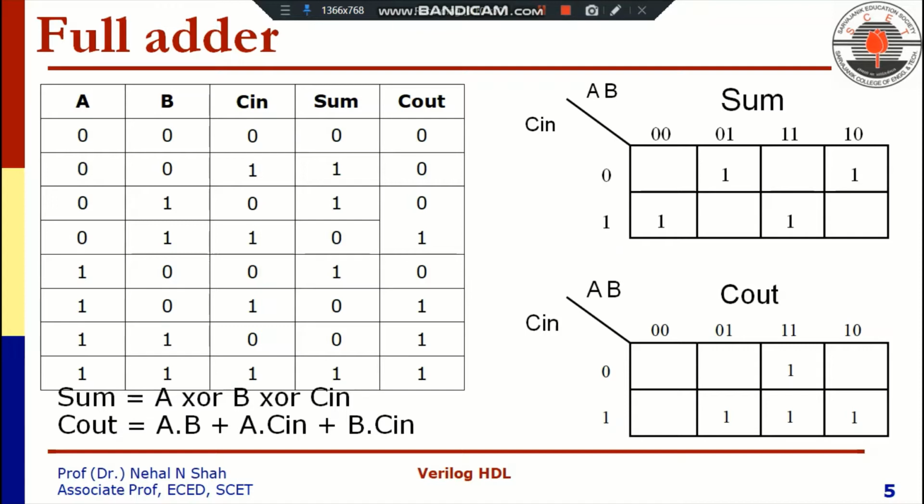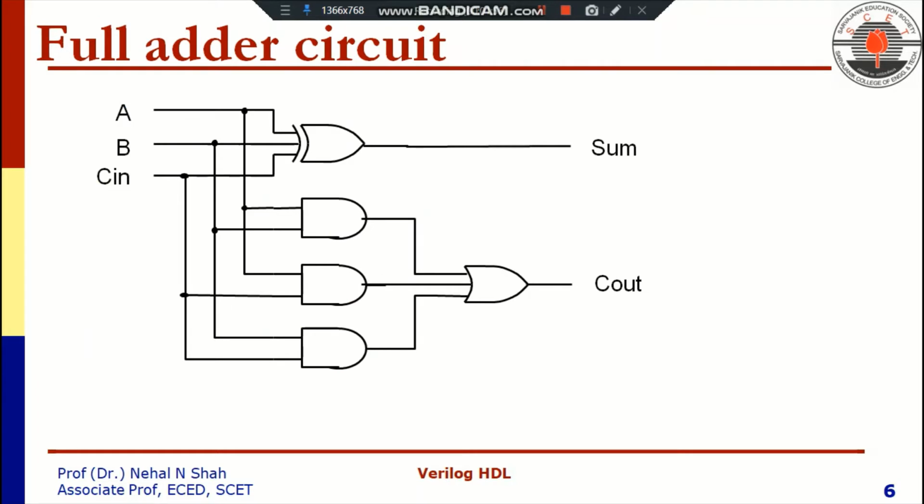Instead of using half adder, we can directly write code for full adder also. For same, truth table and K-map for sum and cout is shown over here. We can write Boolean expression for full adder as sum equals to A XOR B XOR Cin, and cout equals to AB or A Cin or B Cin. By using this Boolean expression or by using this circuit, we can write Verilog code.